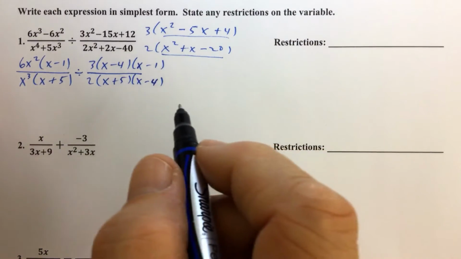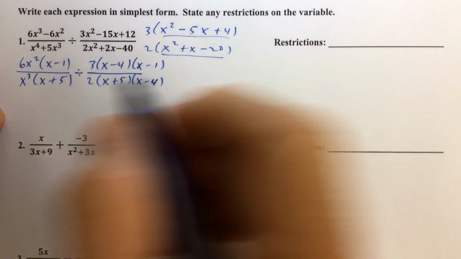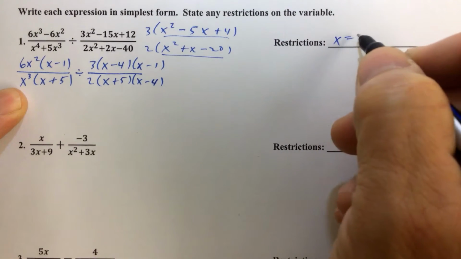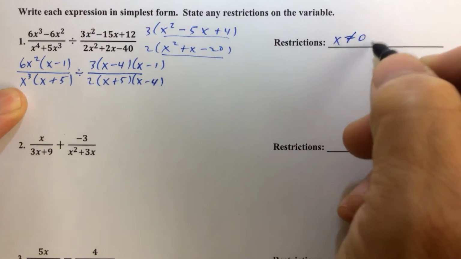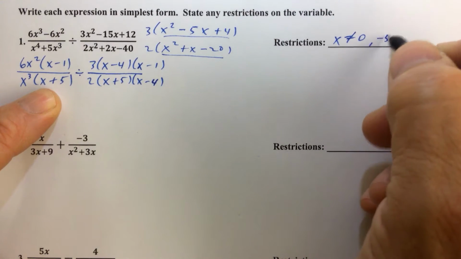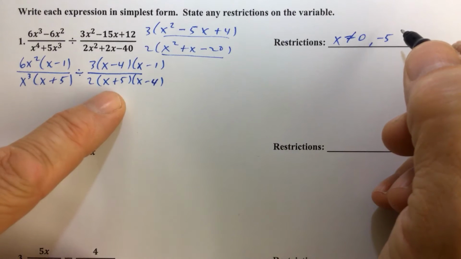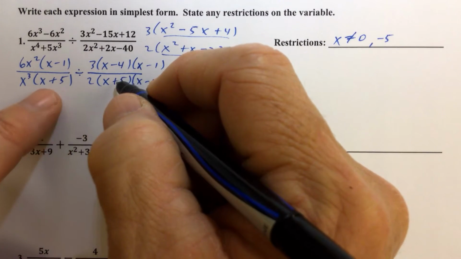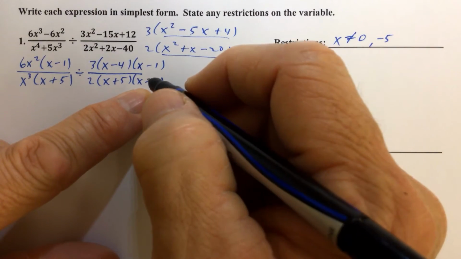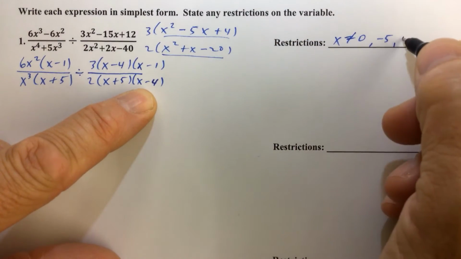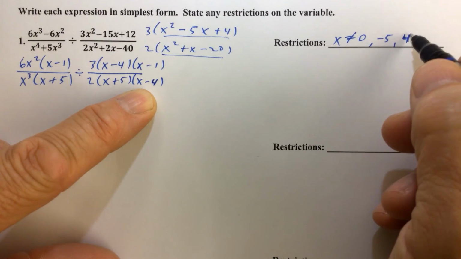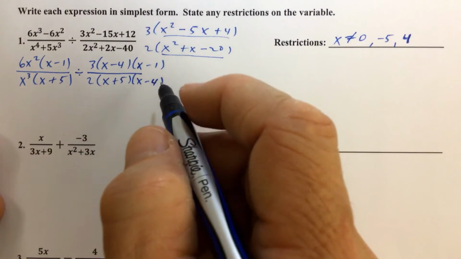All right, so once you've gotten that, then you can list the restrictions here. This first factor, x cubed, is not allowed to equal 0, so x is not allowed to equal 0. X plus 5 can't be 0, so x is not allowed to equal negative 5 as well. And we've already taken care of the negative 5, so we don't list it again. And then this other factor, x minus 4, is only going to be 0 if x is 4. So x cannot equal 4 as well.